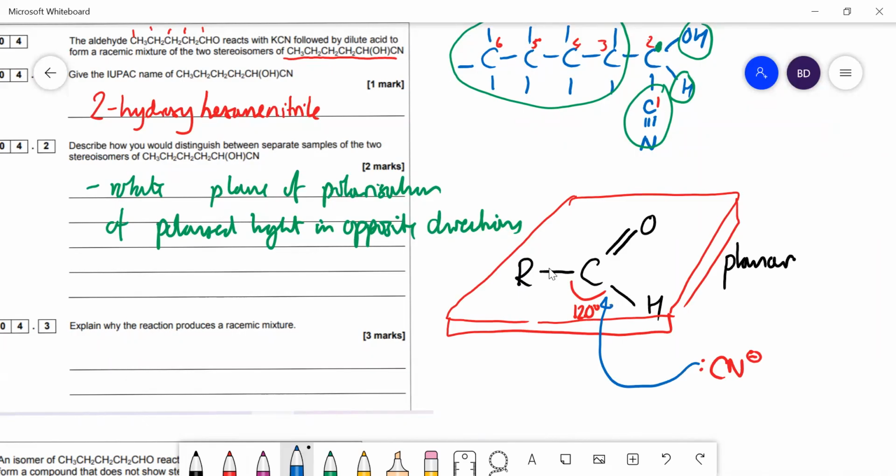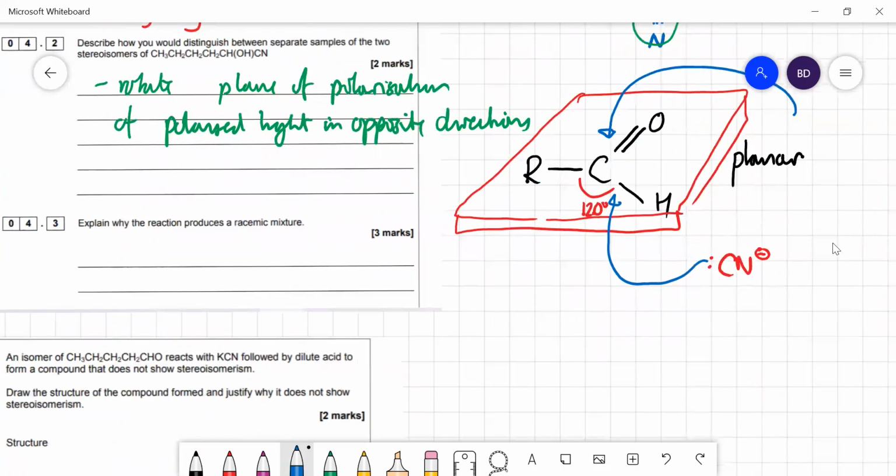If it attacks from below, you're going to get 1 optical isomer. And if it attacks from above, you're going to get the other optical isomer. The chances of it attacking from above or below are exactly the same. So you're going to get a 50-50 mixture of the two isomers. Okay, so for 3 marks, that's all you have to say. It's a pretty standard sort of question, that actually. They ask that quite a lot.